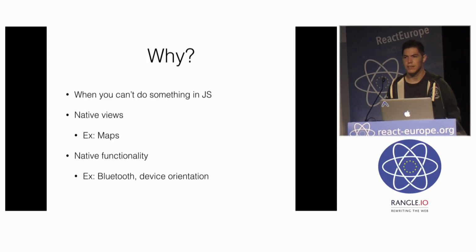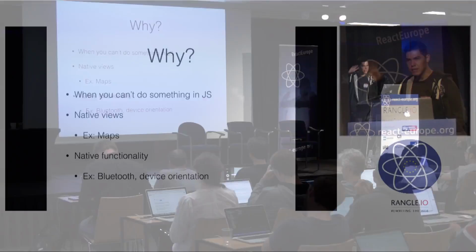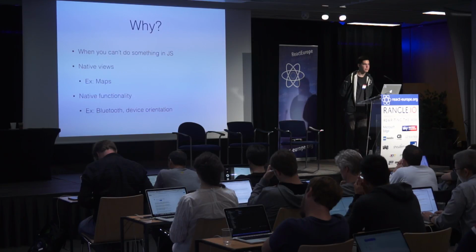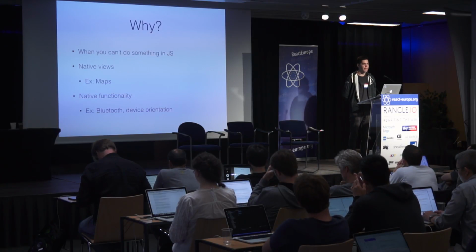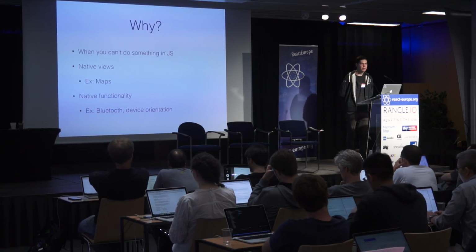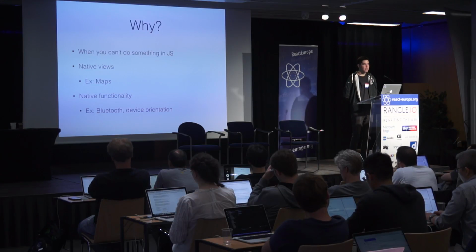The other class of native modules is non-view native functionality. This is something like Bluetooth, for instance, or geolocation, device orientation, being able to lock whether your screen rotates when you rotate your device. The list goes on. Audio is another example, flashlight, vibration. There's no view component associated with this native functionality, but you still can expose it from native to JavaScript.